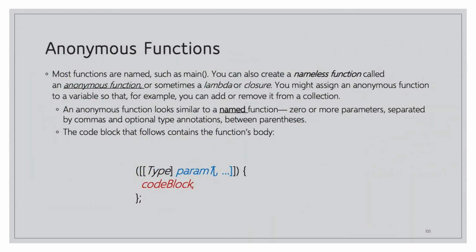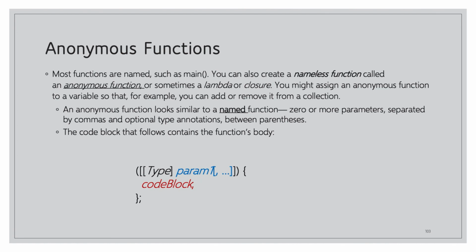If you are coming to us from JavaScript, you know that there are anonymous functions. So most functions are named, such as main, or when we define our own functions. You can also create nameless functions called anonymous functions, or sometimes a lambda or a closure. You might assign an anonymous function to a variable so that, for example, you can add or remove it from a collection. An anonymous function looks similar to a named function.